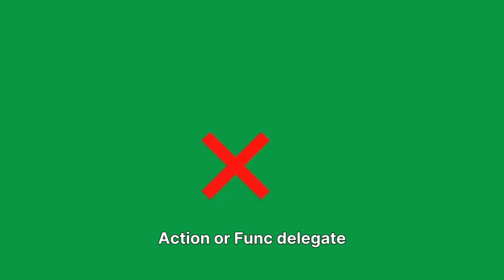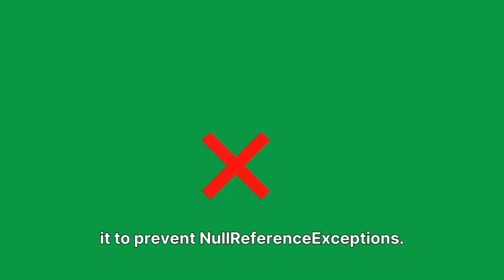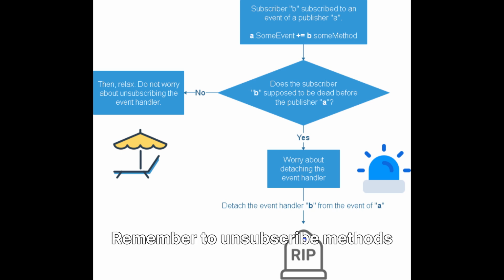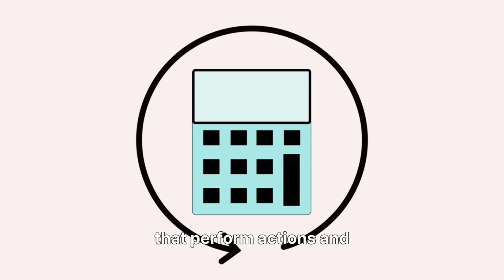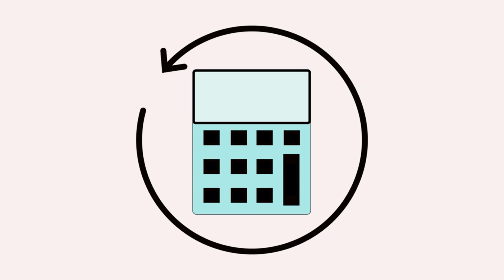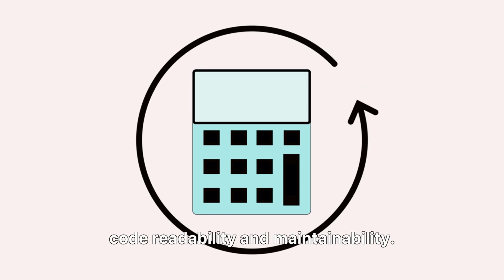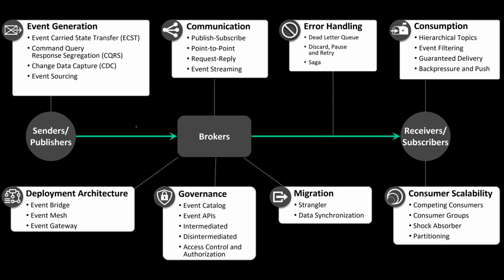Always check if an Action or Func delegate is null before invoking it to prevent null reference exceptions. Remember to unsubscribe methods from delegates when they are no longer needed to avoid memory leaks and unexpected behavior. Use Action for methods that perform actions and Func for methods that return values to improve code readability and maintainability. Consider delegates for event handling and callback mechanisms to create more flexible and decoupled code architectures.